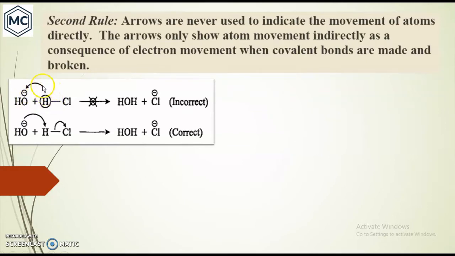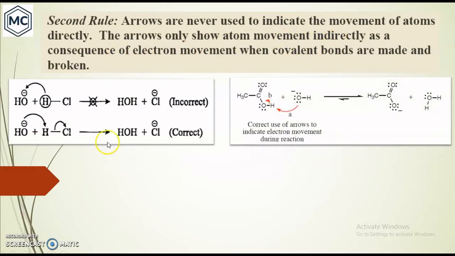But you cannot show the arrow like this. Actually, this hydrogen is moving from here to there, but you have to show the arrow like this. Actually, arrows are never used to indicate the movement of atoms. Arrows only indicate the movement of electrons, but it indirectly indicates the movement of atoms.